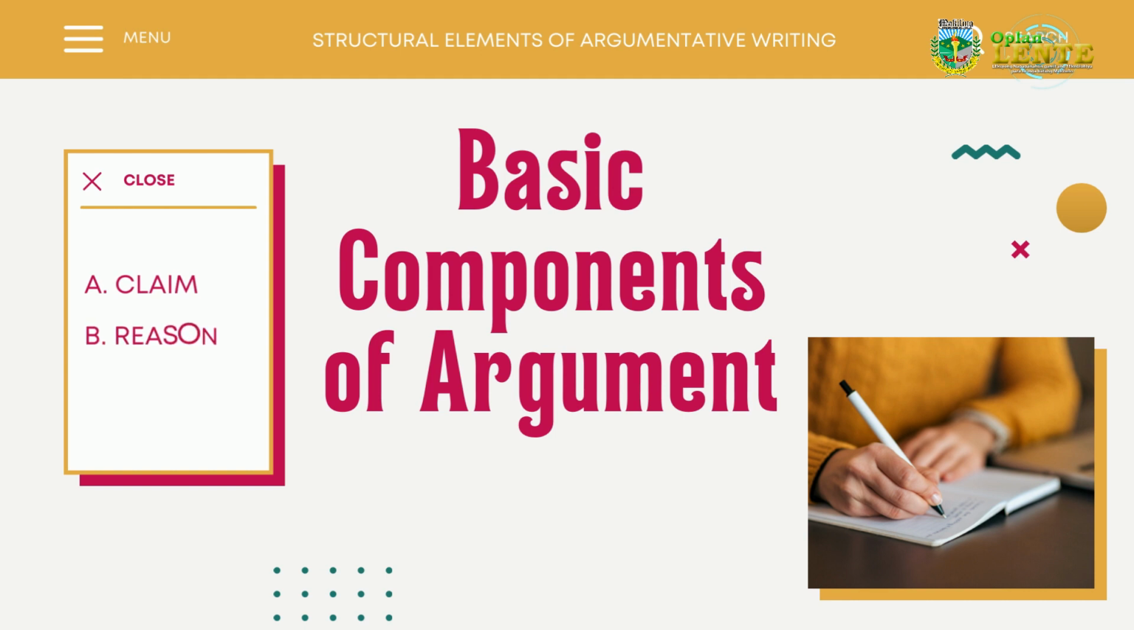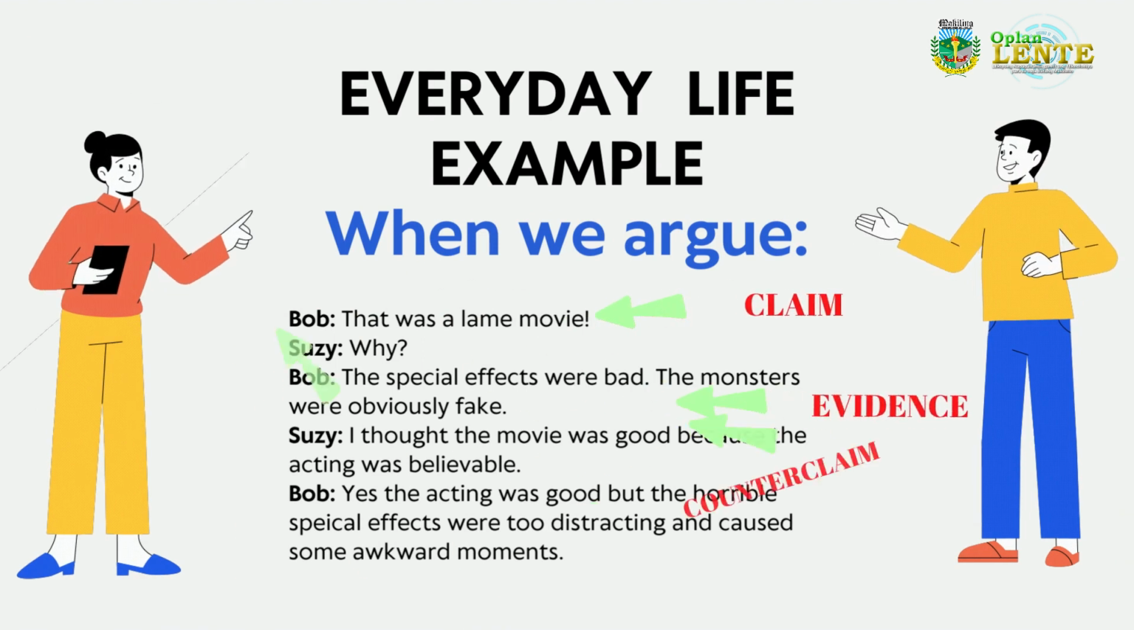The basic components of an argument include letter A, a claim, B, reasons behind this claim, and C, evidence to support this specific claim. Here is an example.